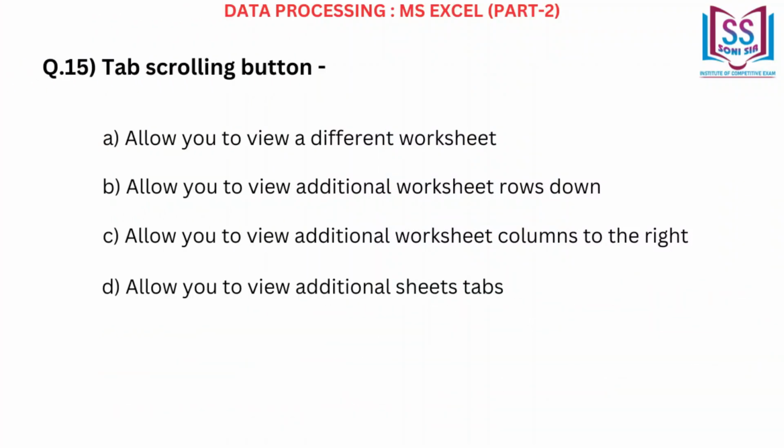Tab scrolling buttons: A. Allow you to view a different worksheet. B. Allow you to view additional worksheet rows down. C. Allow you to view additional worksheet columns to the right. D. Allow you to view additional sheet tabs. Correct answer D. Allow you to view additional sheet tabs.